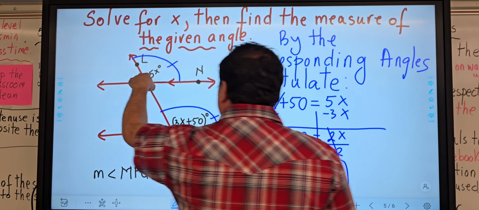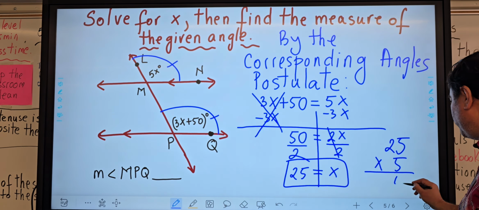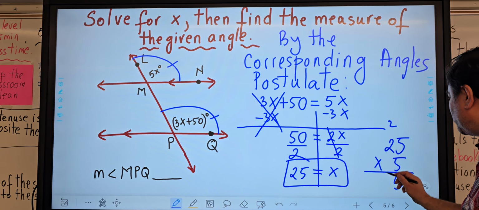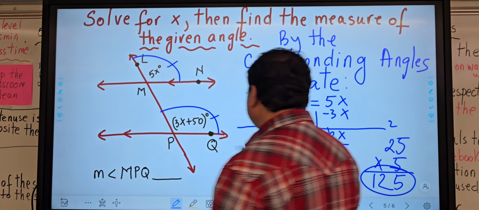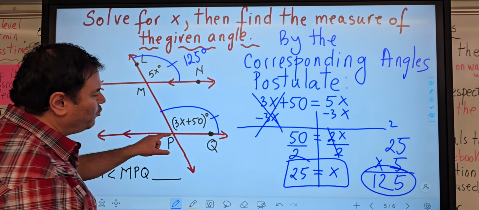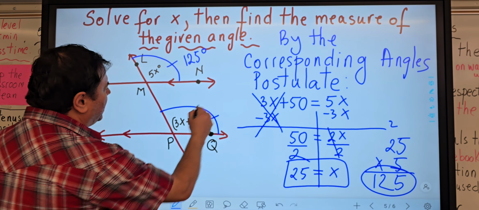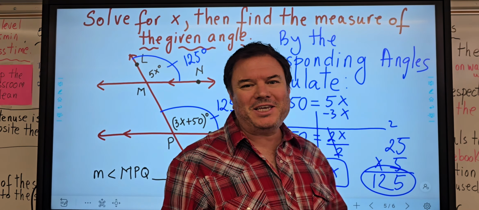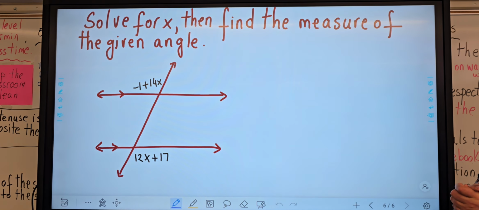So now to find the measure of that angle, we are going to multiply 25 times 5. So we have 25 times 5. 5 times 5, 25. 5, carry the 2. 5 times 2, 10, plus 2, 12. 125. So this angle is going to be 125 degrees. And of course, if we multiply 3 times 25 plus 50, we are going to get 125 degrees, because again, those angles are congruent. Let's continue with the final example here.